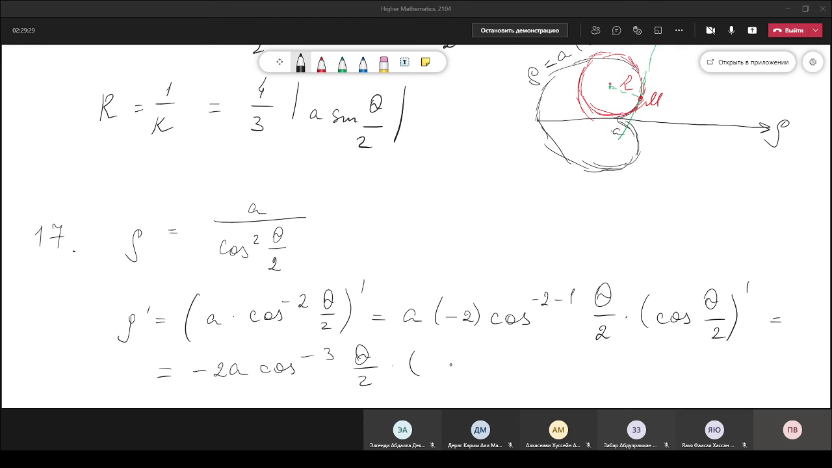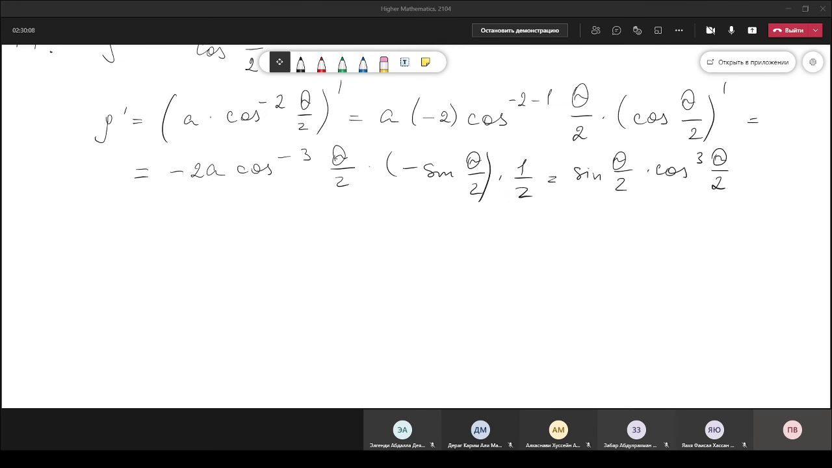Derivative of cosine is minus sine times derivative of argument of sine, which is 1 over 2. Minus and minus give us plus, 2 over 2 gives us 1, because we will have only sine times cosine cubed. This way.